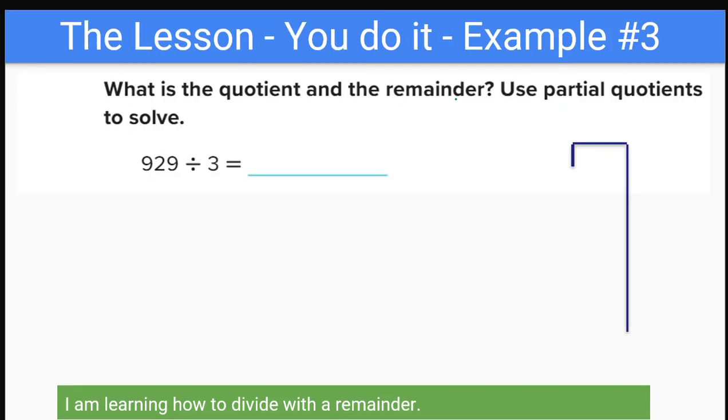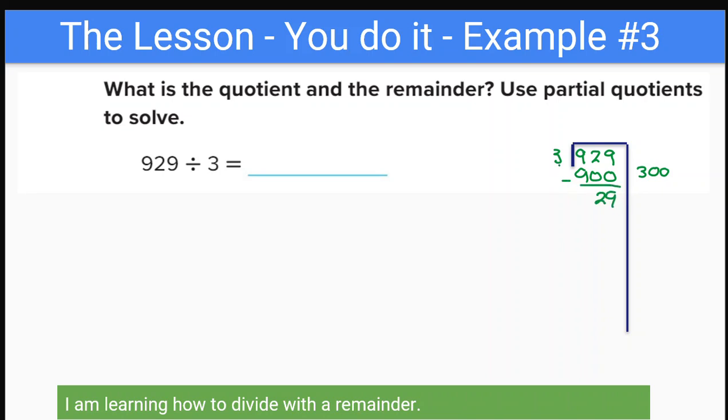All right, what's the quotient and the remainder? Use partial quotients to solve 929 divided by 3. Now I'm looking at this first 9 right here. I could take away 100 threes and another 100 threes and another 100 threes, but I know that 3 times 3 is 9. So if I took out 300 threes, 3 times 300 is 900. You get it? Subtract, and I'm left with 29.